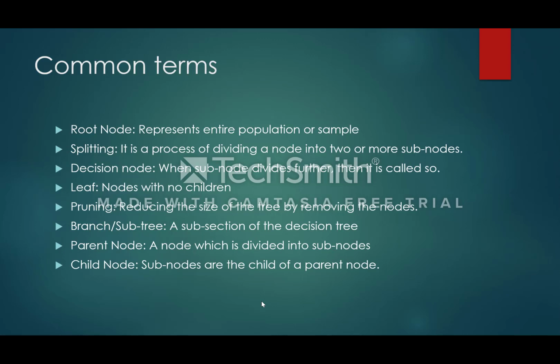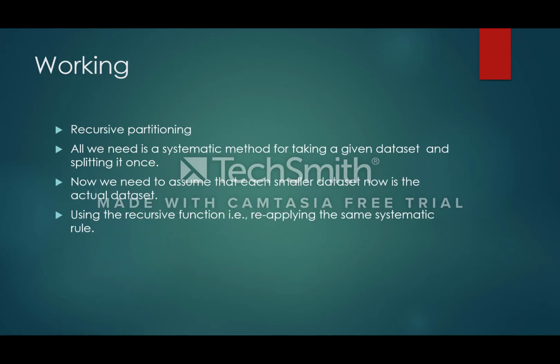Then comes a branch or a subtree. A subsection of a decision tree is called a branch or a subtree. Now the parent node: a node which is divided into subnodes is called the parent node of those subnodes, and those subnodes are called the children of that parent node. So let's move on to its working.